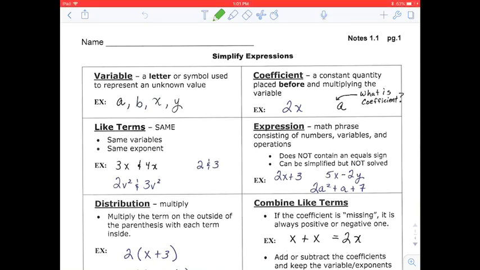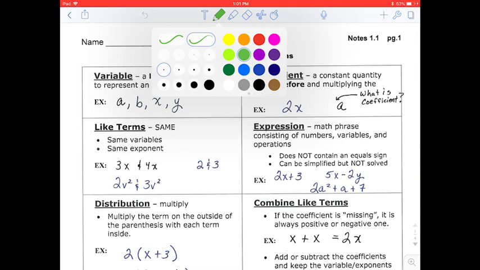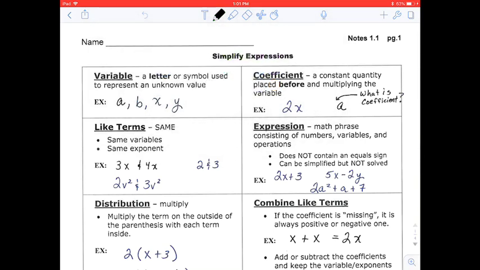All right, guys, let's go ahead and look at notes 1.1, simplifying expressions. You will notice that some of the notes on this page are already filled in. That is because there are some things on here that we want you to listen to and some things on here that we want you to do. So if it's already written in, that is there to help you.